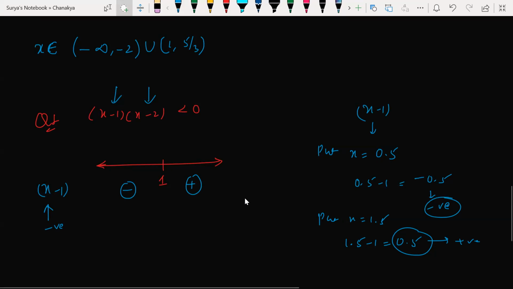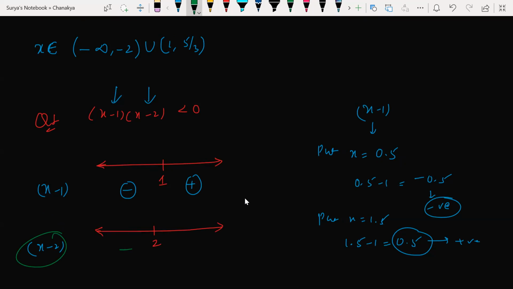This is the x minus 1 term. Next, the x minus 2 term. Less than 2, any value substituted in this will be minus. Greater than 2, any value substituted will be plus. Any doubts? Any doubts here?